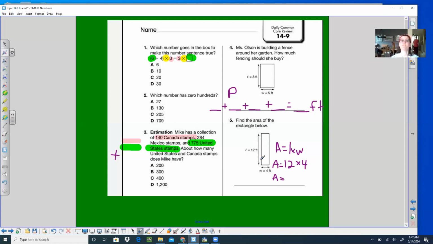Okay, now this is feet also, but you need that little itty bitty 2. If you can't remember how to make the little itty bitty 2, then just type out the word square. So you're going to have A equals so many square feet.